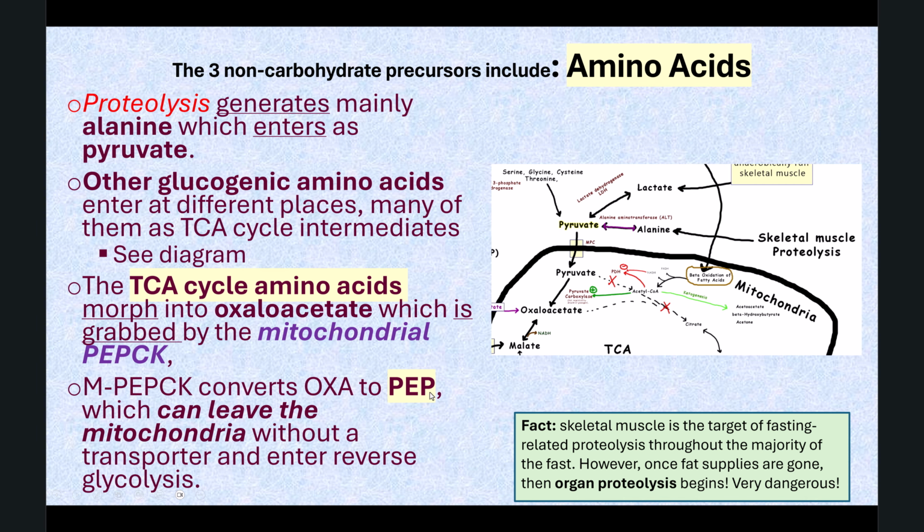So, pretty cool. Fun fact, skeletal muscle is the target of fasting-related proteolysis throughout the majority of fasting. However, once the fat supplies are gone, because glycerol is going to take the lead as fasting goes on, once your fat supply runs out, the proteolysis comes back with a vengeance, and not only does it hit your skeletal muscles, it hits your organs, and that's what ultimately kills you during starvation.